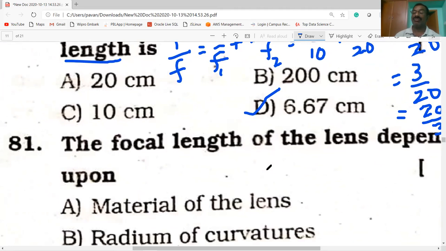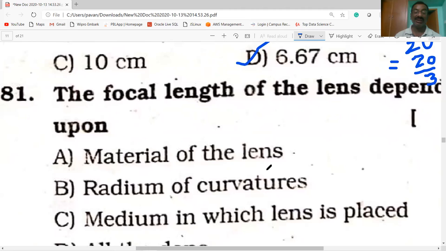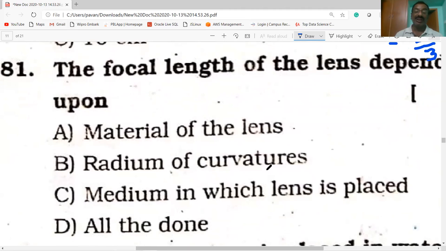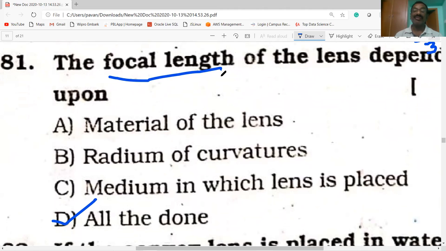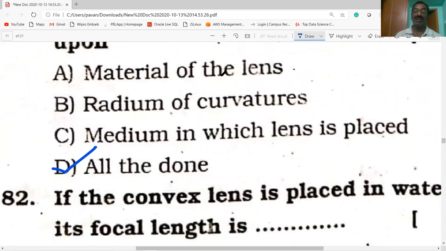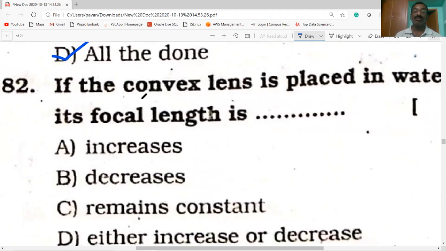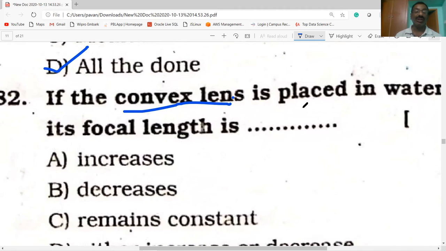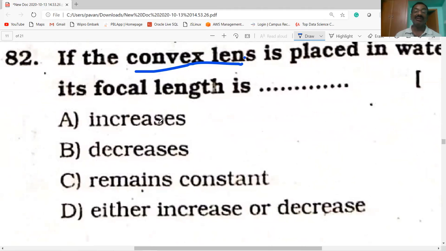Next question: the focal length of the lens depends upon? Material of the lens, radius of curvature, medium in which the lens is placed, all the above. So all the above is correct. The focal length of the lens depends upon the material of the lens. Different materials have different optical densities and hence different focal lengths, radius of curvature, and the medium in which the lens is placed. Next one: a convex lens is placed in water, what happens to its focal length? When a convex lens is placed in water, its focal length increases.